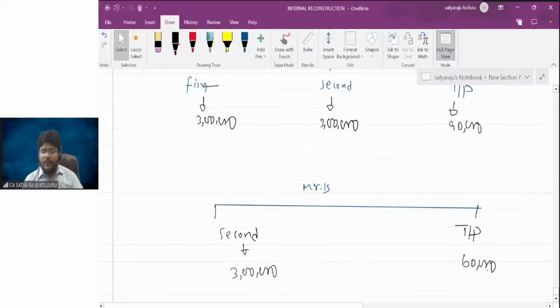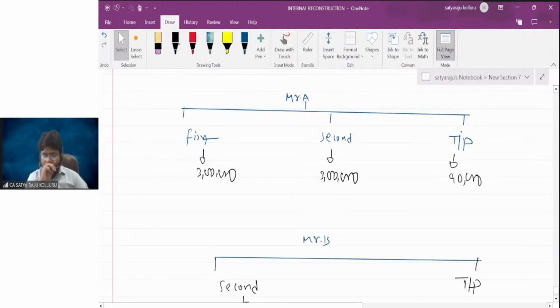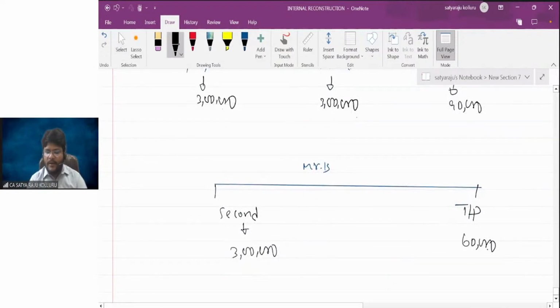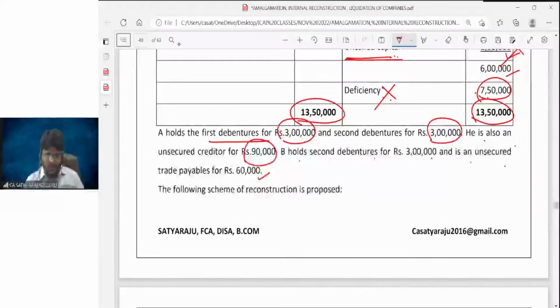Now I'm asking a few questions here. All of you let me know. In total, how much should be payable to Mr. A? 3 plus 3, 6 plus 90, 6 lakhs 90,000. In total, how much is payable to Mr. B? 3 lakhs plus 60, 3 lakhs 60,000. Am I right? Fine. Now come down.